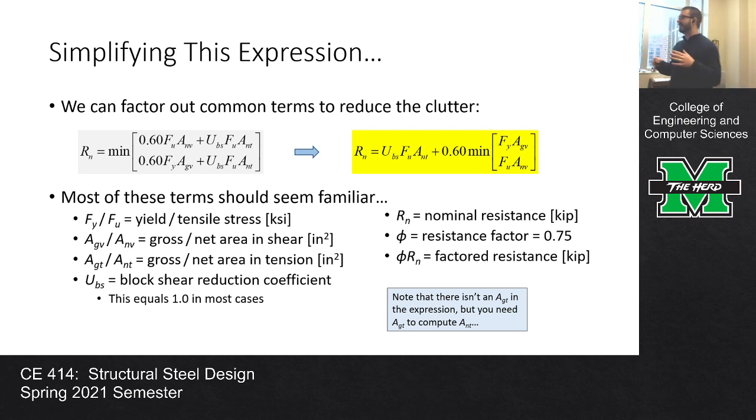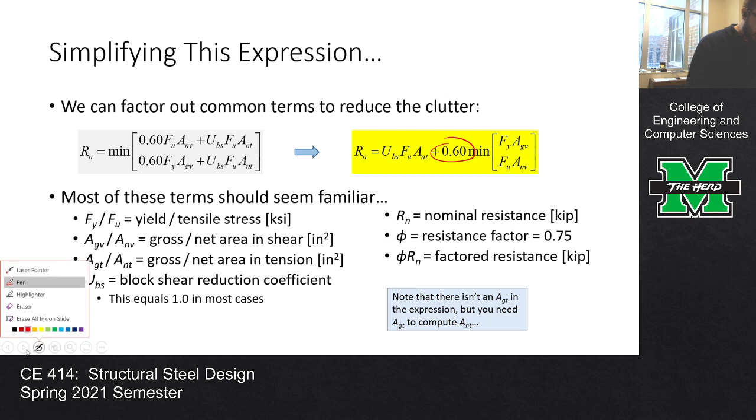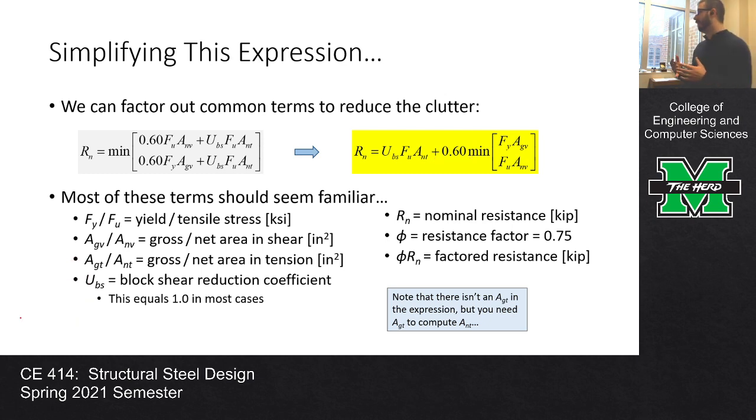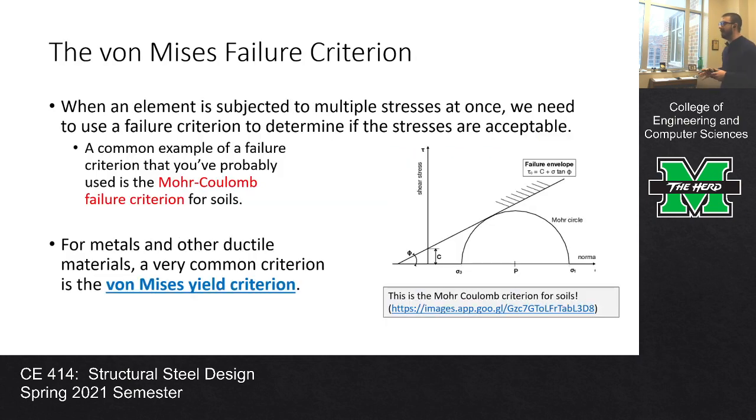The only thing that's maybe out of left field is this term right here, this 0.6. Now, if I ask you what is 0.6 and you say, oh, that's a factor of safety, that is wrong. That is not a factor of safety. This 0.6 is actually a mechanics-based term that comes from a very specific formula that we use in advanced mechanics. And I want to explain that first.